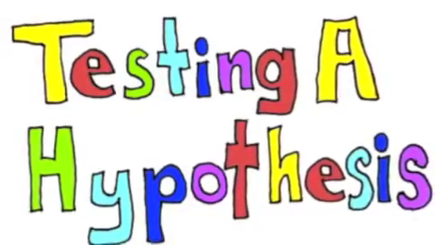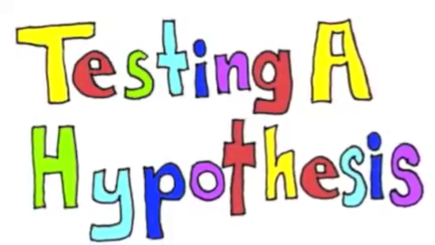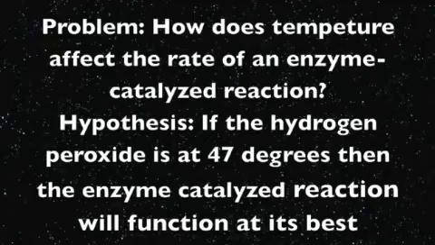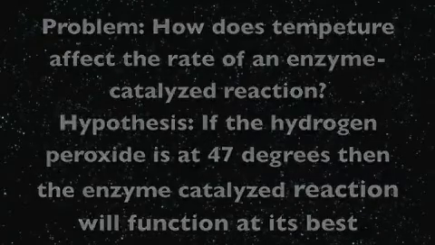You develop a hypothesis by asking yourself, if I do this, then what would happen? How does temperature affect the rate of an enzyme catalyzed reaction? If the hydrogen peroxide is at 47 degrees, then the enzyme catalyzed reaction will function at its best.